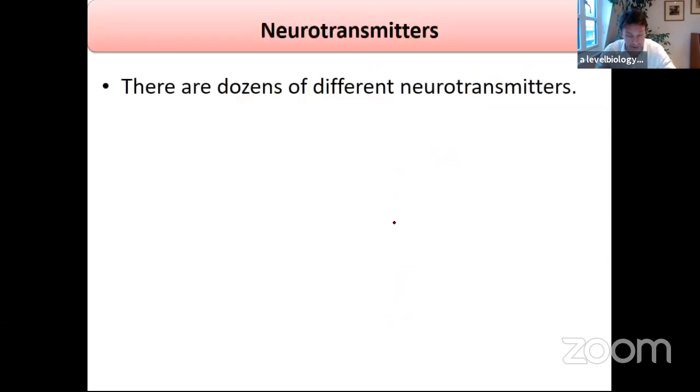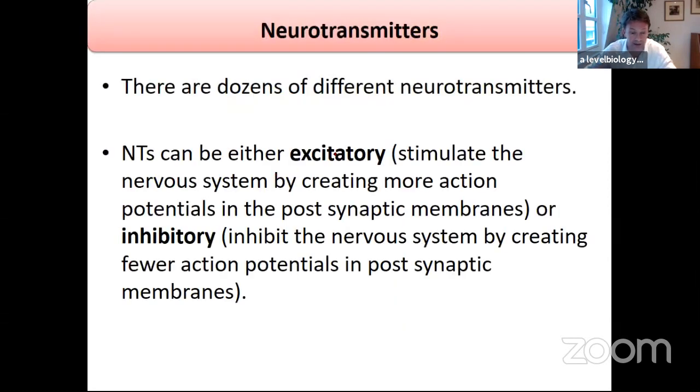There are lots of different neurotransmitters. They can either be excitatory or inhibitory. If they're excitatory, they're going to make the postsynaptic cell more positive, so less negative, so make it more likely that you'll reach the threshold level. If they're inhibitory, they're going to make the postsynaptic cell more negative, so therefore making an action potential less probable in the postsynaptic neuron.